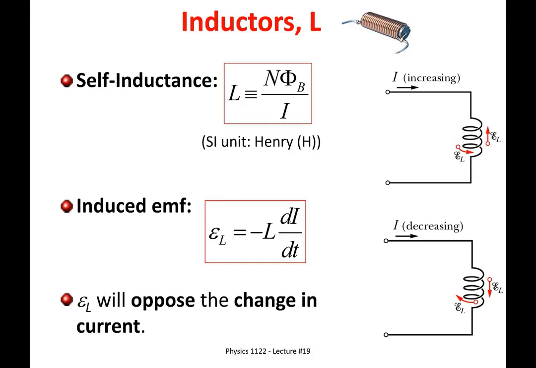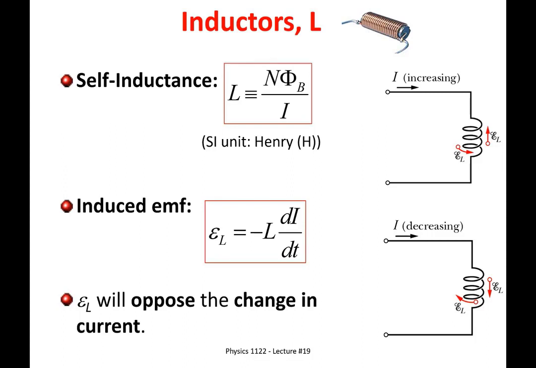Okay, so this slide summarizes the equations that we've learned so far with regard to inductors. The first is the definition of self-inductance, L, and L is measured in henries. And the second describes the expected induced EMF for a given rate of change of current, knowing what the self-inductance of the inductor is. And the induced EMF will always oppose the change in current.